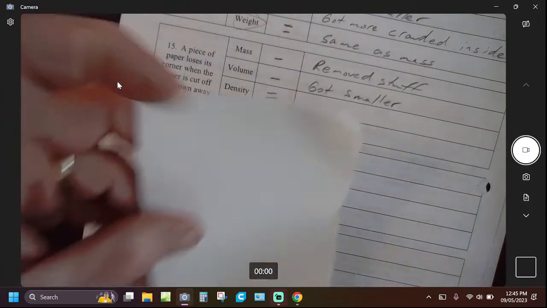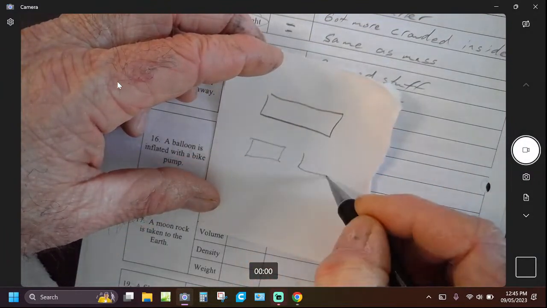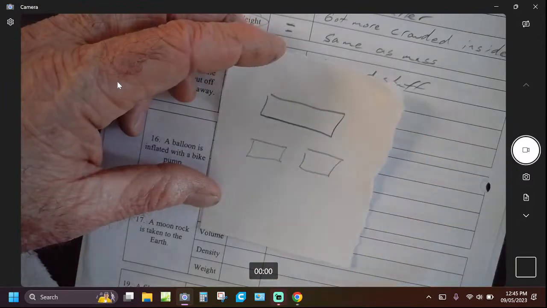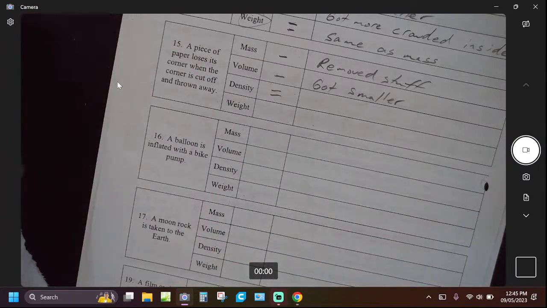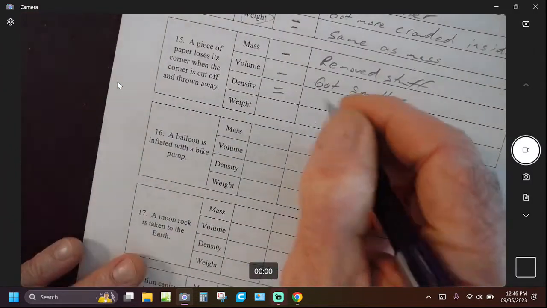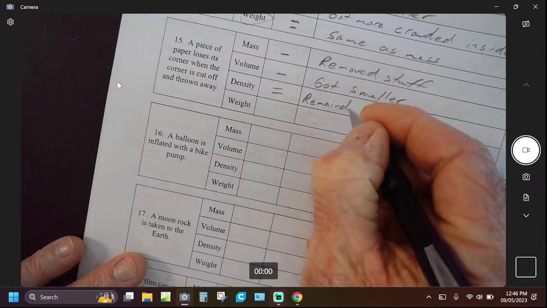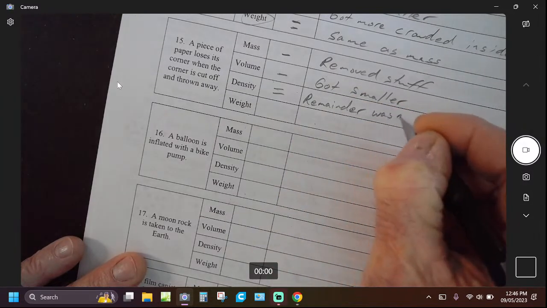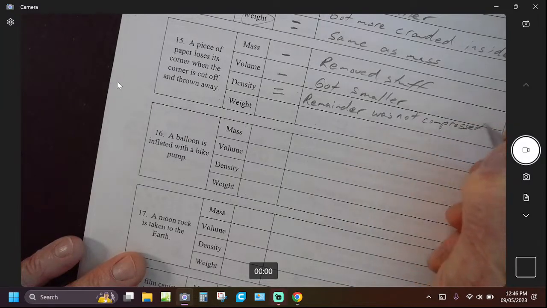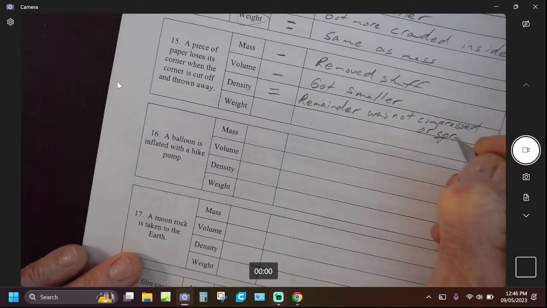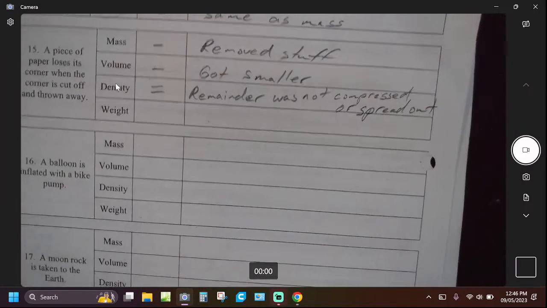It'd be like, another example would be if I had a block of wood and I cut it into two pieces, would the two pieces still float as well as the single block? They'd float, they just float separately. So when you remove part, you don't really make the rest of it more compressed or less. So density, I'm going to say the remainder was not compressed or spread out. You could also just say I didn't change the crowdedness.